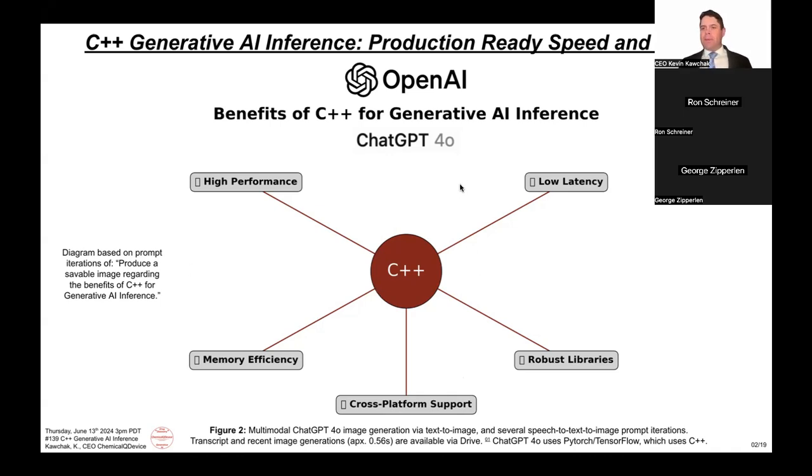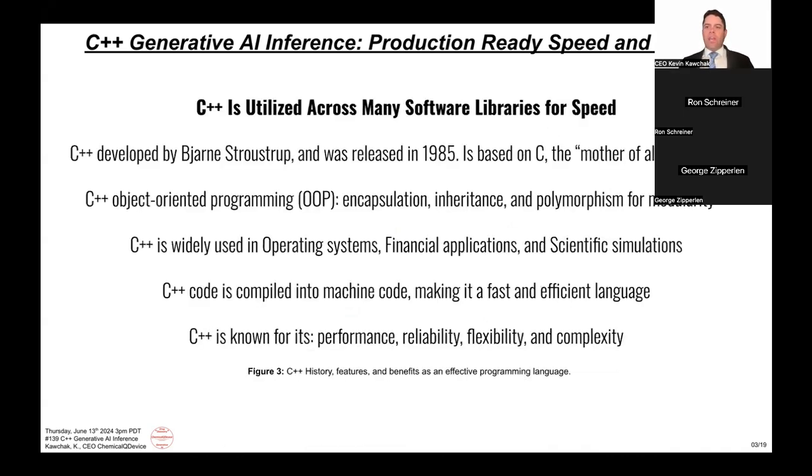And again, the sky's the limit, and you could do cool stuff on Meta AI. This was more like a diagram I wanted, but if you type in Meta AI, you get cool stuff too. So focusing on the C++ aspect, it was developed by Bjarne Stroustrup and released in 1985, so it's been around a while. And it's based on C, which is also known as the mother of all languages. Now, C++ is object-oriented programming: encapsulation, inheritance, and polymorphism, which basically means modularity is what you're getting, and portability. Those are the more of the benefits there.